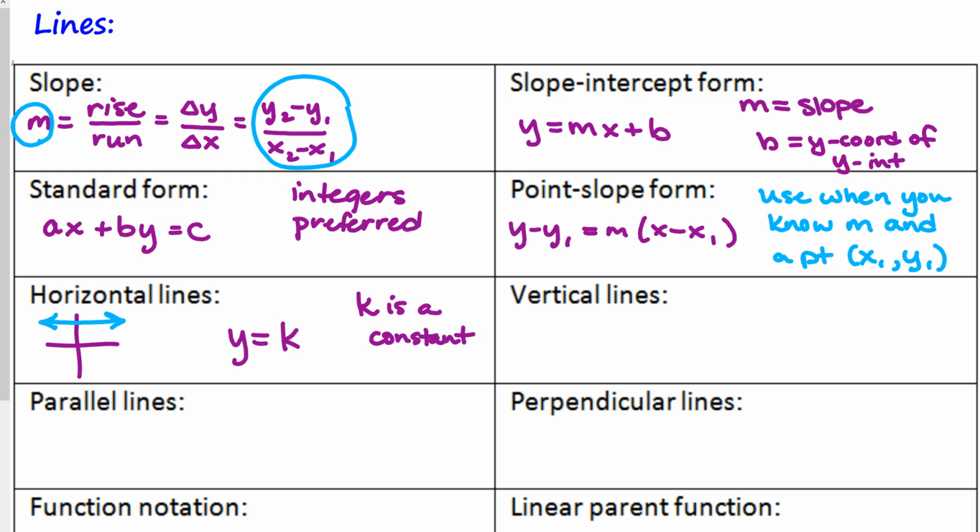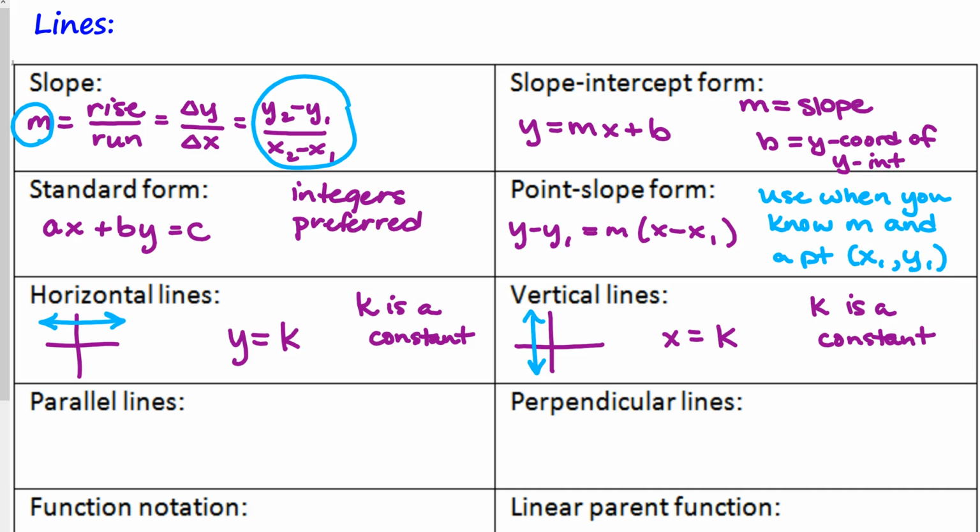And how about vertical lines? Vertical lines always look like that. Every point on a vertical line has the same x-coordinate, so the equation of a vertical line would always be x equals k, where k is a constant. Which of these is a function? Hopefully you said horizontal lines are functions, vertical lines are not. Vertical lines would really badly fail the vertical line test.